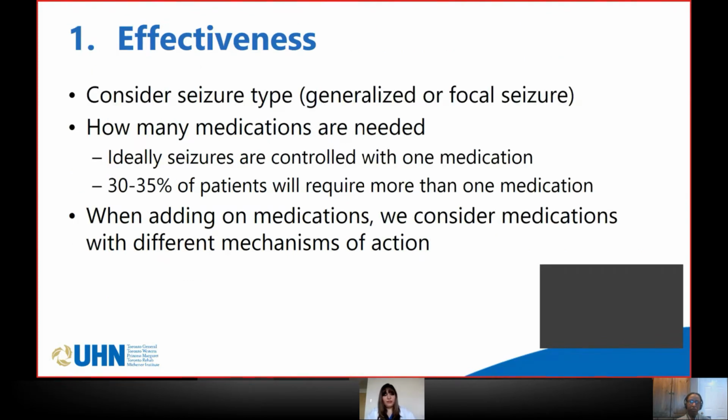For effectiveness, we definitely consider whether a patient has generalized onset or focal onset seizures and look at the medications listed for those specific seizure types, which we saw on the slide before. Ideally, patients would be controlled on one medication, and I'd say 70% of our patients are well controlled with one medication. However, for 30 to 35% of patients who have difficult to control seizures, they may need to be on more than one medication. For these patients, we'll often try to think of medications that might work in different ways so that we can try to target the seizures from different mechanisms.